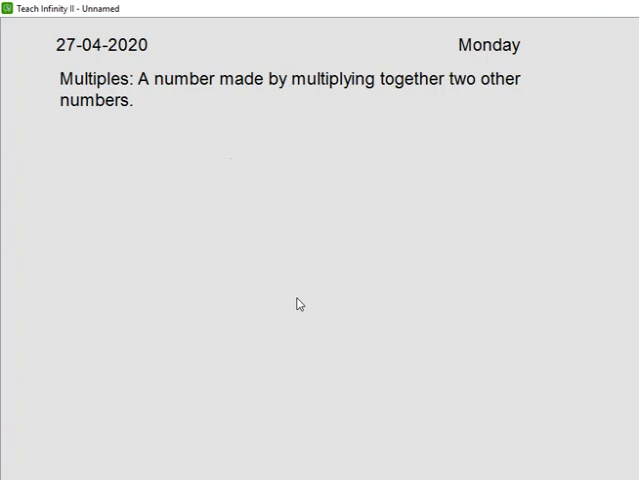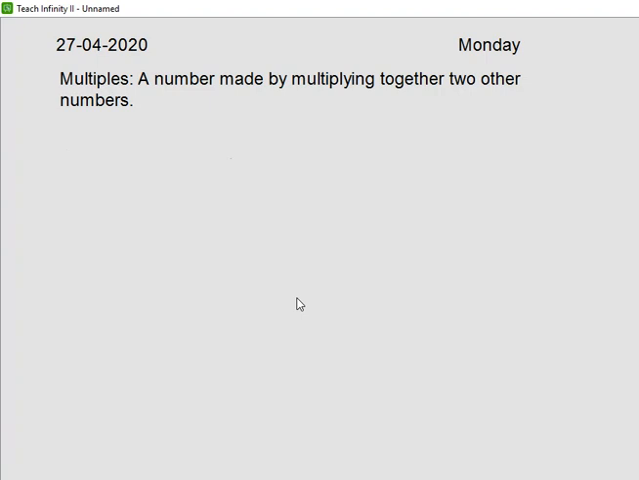Today we are starting our new topic, which is multiples. But before starting the topic, first you have to open your book on page number 16. Okay, let me define multiples. A multiple is a number made by multiplying together two other numbers. It means whenever we are multiplying two numbers, its answer is called its multiple.